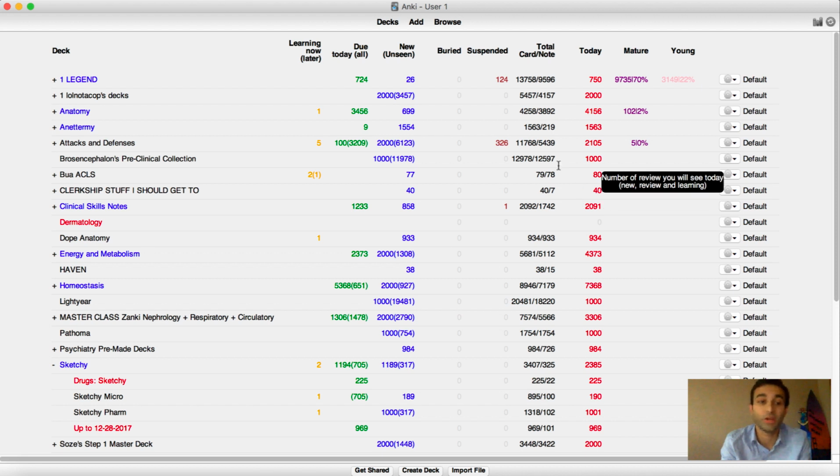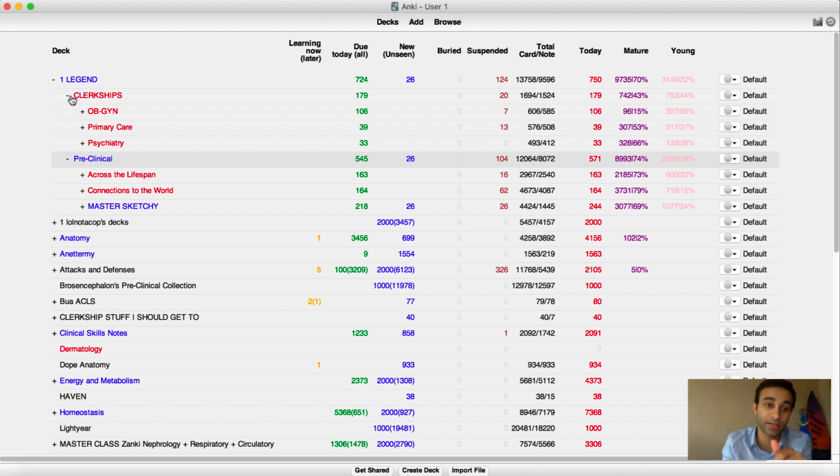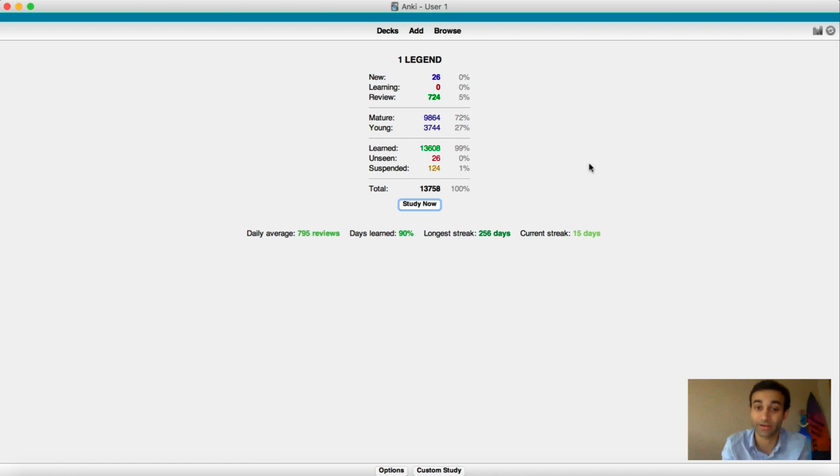All right, so go ahead and open up Anki. When you do that, it may not look exactly like this, but I'm going to take you to a screen that does. But before I do that, I want to show you that this is my main deck, this one legend deck. And I've broken it down into clerkships and preclinical. As I said, I talk about the organization of my decks in the video up here, but we're not going to talk about that today. What we're going to talk about is understanding the analytics behind a deck, because this is the deck that I use most, so I want to understand the analytics behind this one.